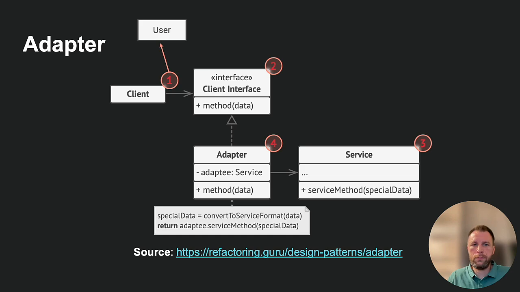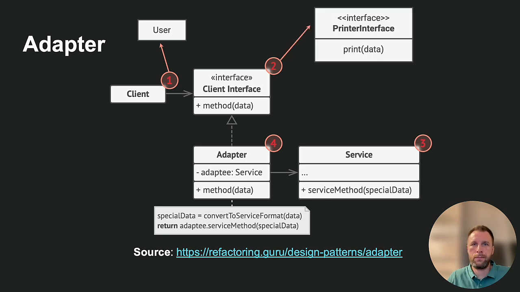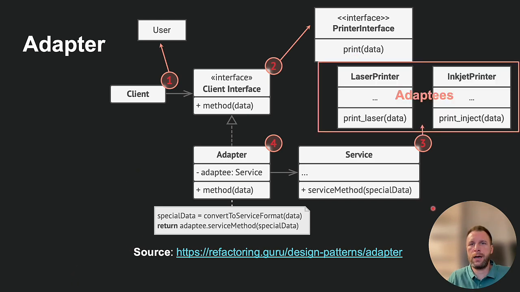Now we can put it into a real life example, like let's say printing some data. So we have some user who needs to print a document. We have the printer interface, which has a method print which expects some data. And we have some adaptees, which might be the laser printer or the inkjet printer, which have their own implementation of how to manipulate the data and print it in the specific way for, let's say, the laser printer or the inkjet printer.